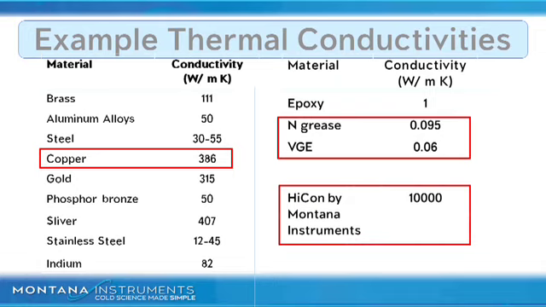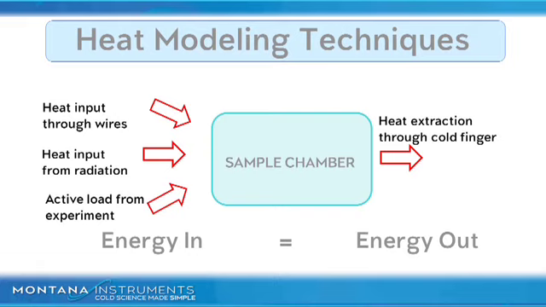Montana Instruments makes a material that has a very high conductivity. This is partly based on the material and partly on the geometric shape of the part. This is part of our patented process here at Montana Instruments.